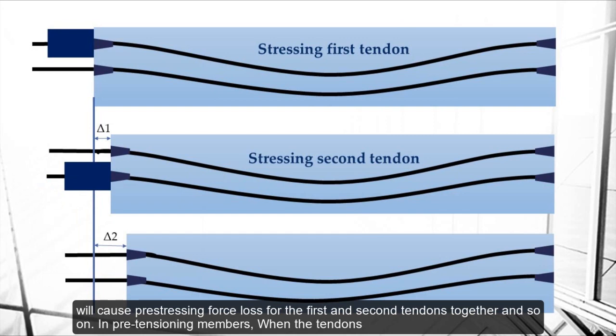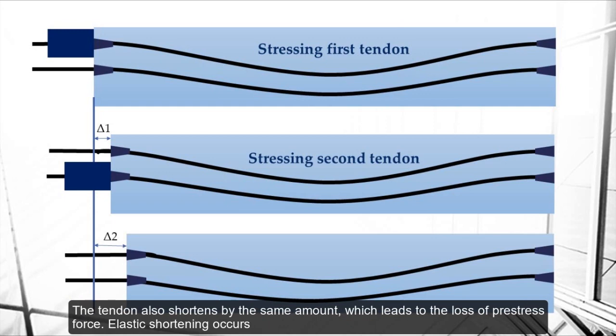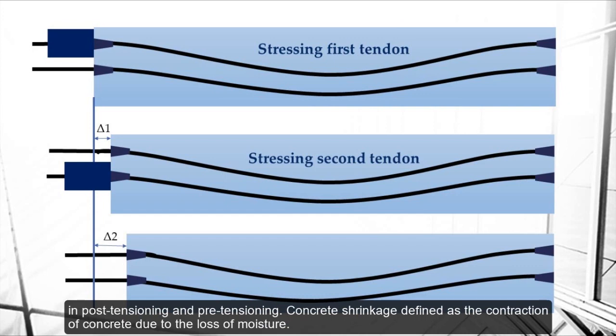In pre-tensioning members, when the tendons are cut and the pre-stressing force is transferred to the member, the concrete undergoes immediate shortening due to the pre-stress. The tendon also shortens by the same amount, which leads to the loss of pre-stress force. Elastic shortening occurs in post-tensioning and pre-tensioning.